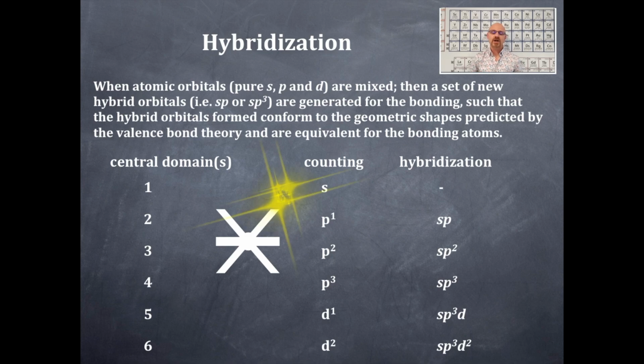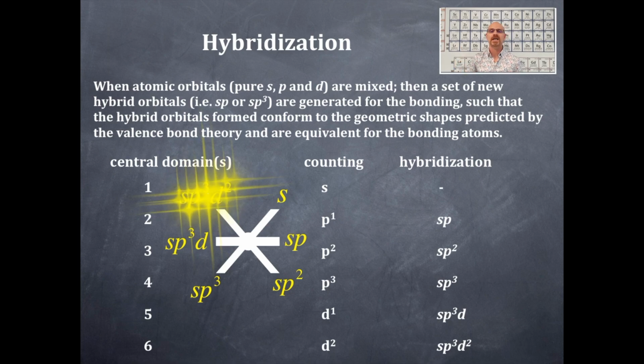Okay, so let's try this out. That's not a hybrid, right? But we're just going to count around this central 6-domain structure. That's s. 2 domains, that's sp, that's sp2, that's sp3 for 4 domains, right? sp3d for 5 domains, and 6 domains, sp3d2, that's 6 domains. Hopefully that's super simple there.